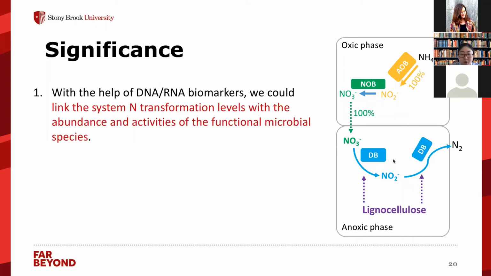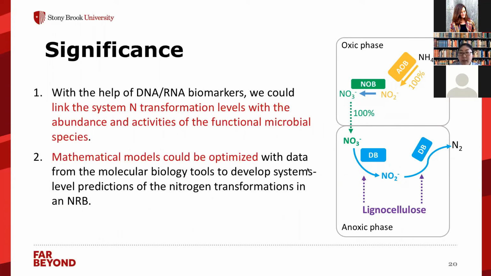Applications of qPCR quantification would help us gain more in-depth insight into microbial communities in NRB systems under both oxic and anoxic conditions. Such quantitative information facilitates linking the nitrogen transformation levels with the abundance and activities of the functional microbial species. Besides that, mathematical models could also be optimized with the data from qPCR to develop systems-level predictions of the nitrogen transformations in an NRB.